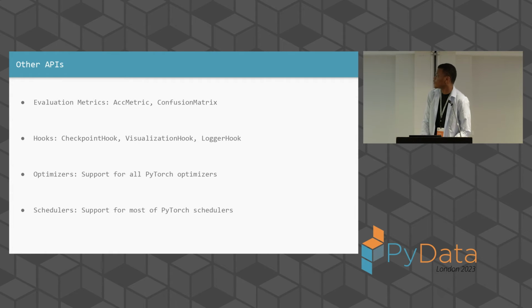For your hooks, you have the checkpoint hook, visualization hook, logger hook. What the checkpoint hook influences is how often you get to checkpoint your model while training. So do you want to checkpoint your models per epoch, or every 2 epochs, and so on and so forth, while the logger hook determines how often you get to log the training process. There are various optimizers. If you use PyTorch a lot, then it supports all of PyTorch's optimizers in this case. Then it has support for most of PyTorch schedulers as well.